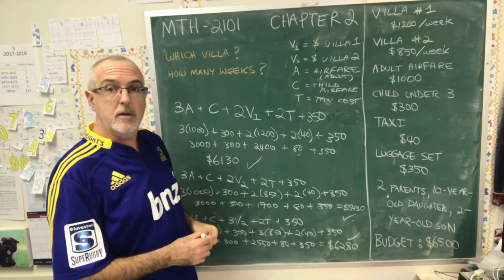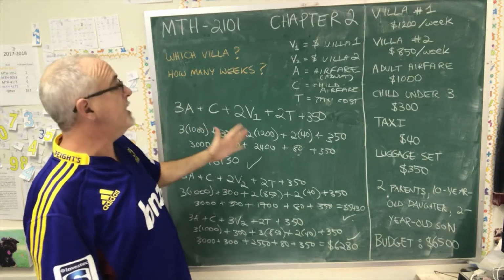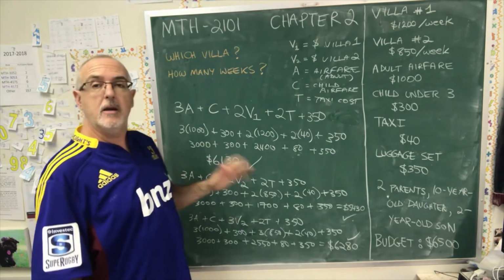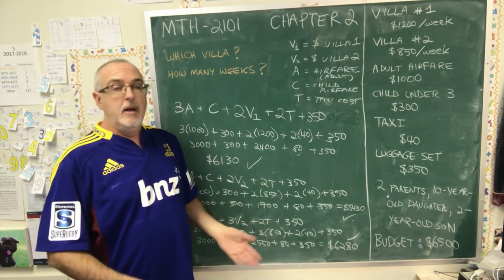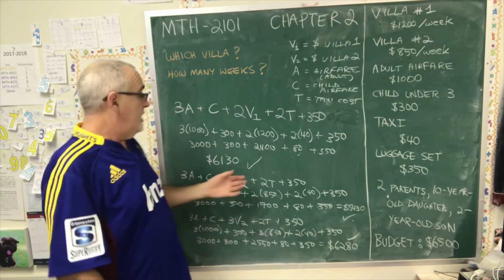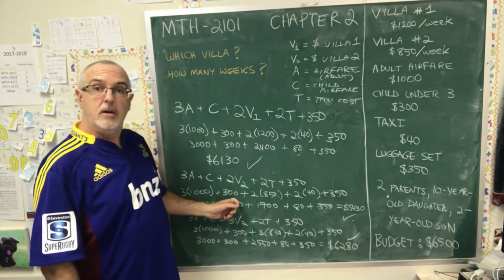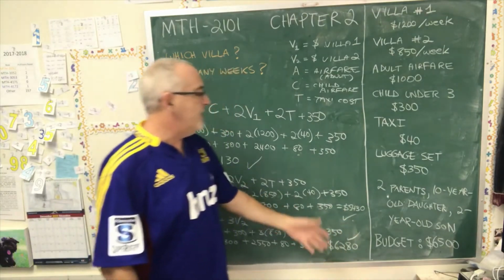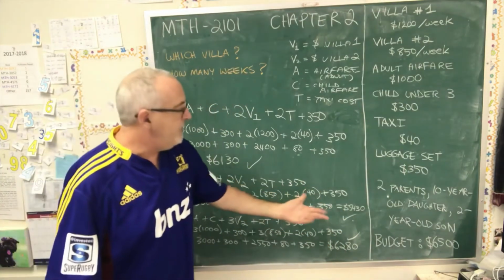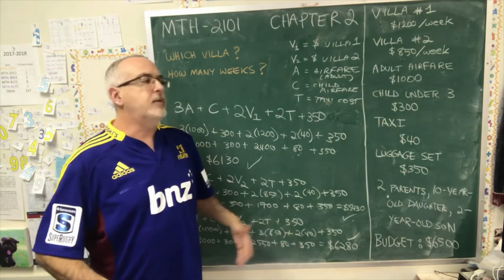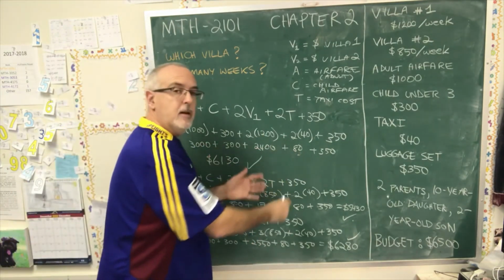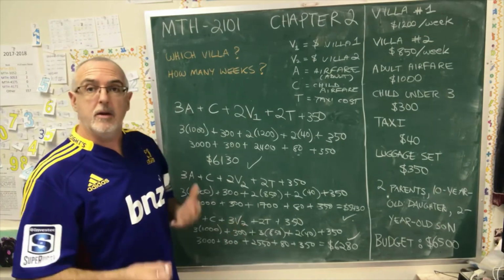But another student's choice could be, I'm sticking with villa number 1 for 2 weeks because I want the more luxurious villa. A third student could say, I'm taking villa number 2, but I'm only going for 2 weeks because I want to spend only $5,430 and save a little over $1,000 for next year's vacation. All of these are correct answers so long as you do the calculations and justify what your choice is.